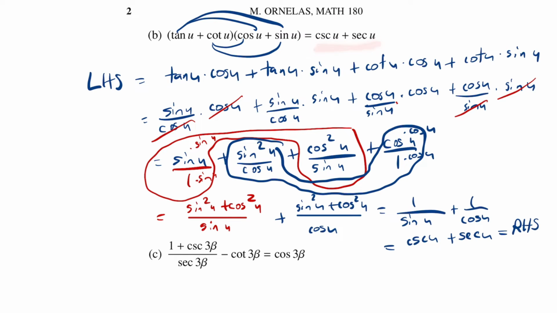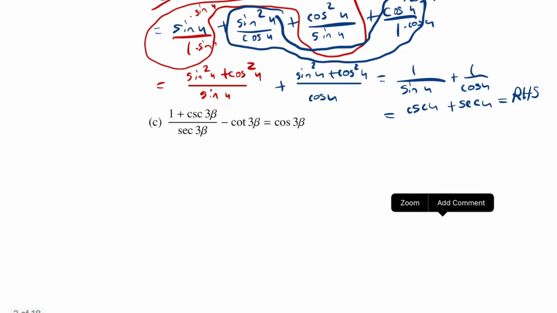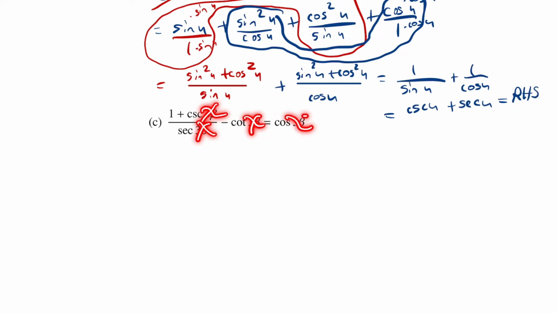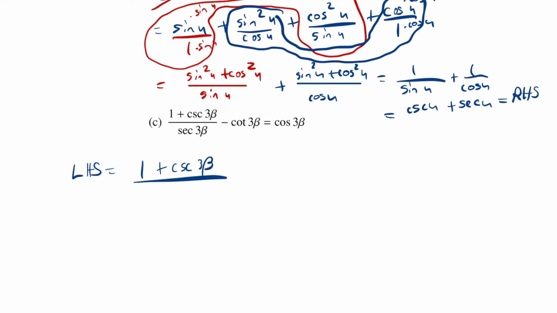So the next one, let's see what we can do here. Don't let the 3 beta scare you. The 3 beta, you can actually just change that to x's, and it's the same exact problem, or theta, whatever you prefer. So don't let the 3 beta intimidate you. All right, so what can we do here? I would recommend rewriting. Let's start with the left-hand side. 1 plus cosecant 3 beta over 1 over cos. I'm changing the secant to be 1 over cos. And then I'm going to change the cotangent to be cosine over sine.